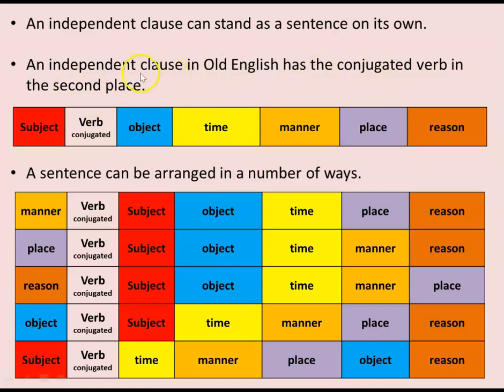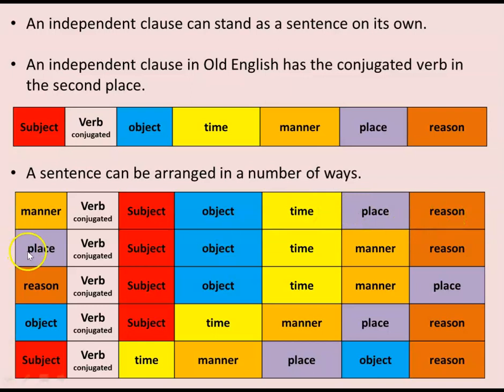That's in an independent or main clause, so we'd have subject, the conjugated verb, and then we can have object, time, manner, place, reason, and these can be moved about. If we wish to emphasize one particular element, for instance, the manner in which something occurs, then we can place the manner out front, which then means the subject is shifted to third place in order to keep the verb in second place. And then all the other so on, object, time, place, reason.